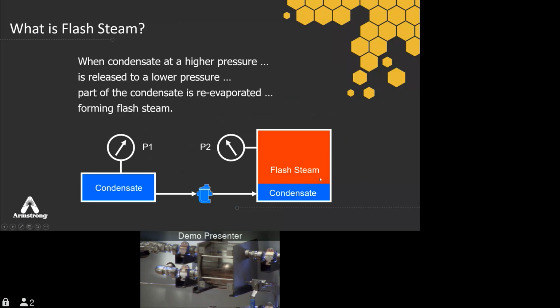Additionally, if someone is trying to diagnose a steam trap, determine if it's working properly or not, and they see the flash steam, they may misdiagnose the trap, thinking it's live steam, the trap has failed. And so proper education becomes very, very important.